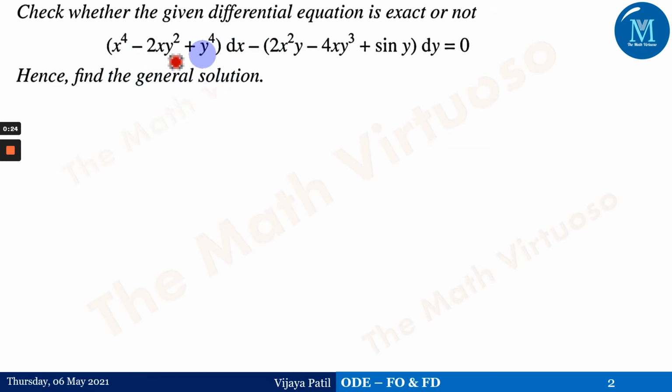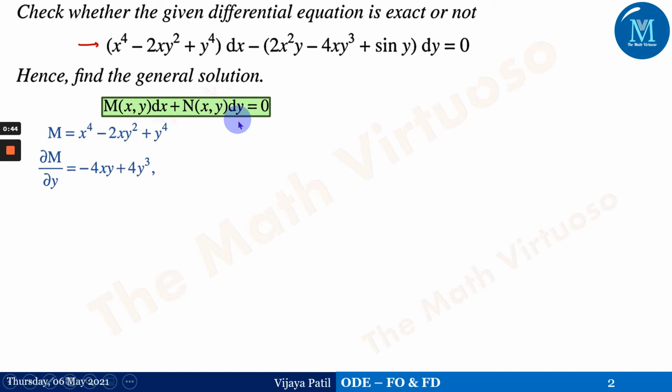for this particular equation. The equation is (x^4 - 2xy^2 + y^4) dx - (2x^2y - 4xy^3 + sin y) dy = 0. Now if you compare this particular equation with M dx + N dy, then we could easily understand that M = x^4 - 2xy^2 + y^4, and ∂M/∂y = -4xy + 4y^3.